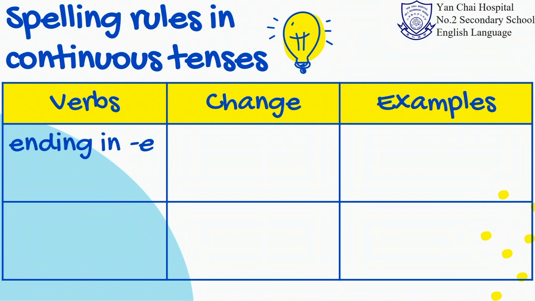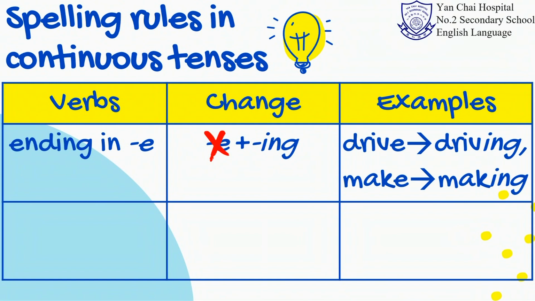For verbs ending in an E, we need to delete the E and add ing at the end of the verbs. Examples like drive becomes driving, make becomes making.